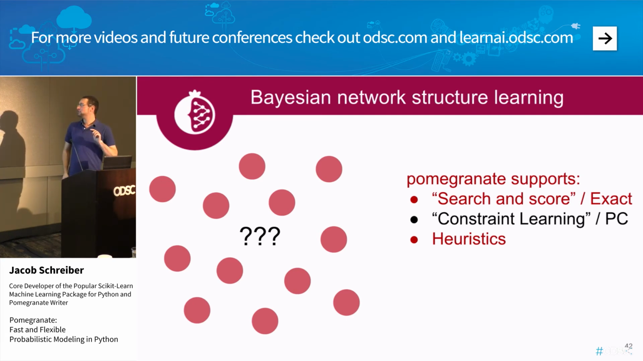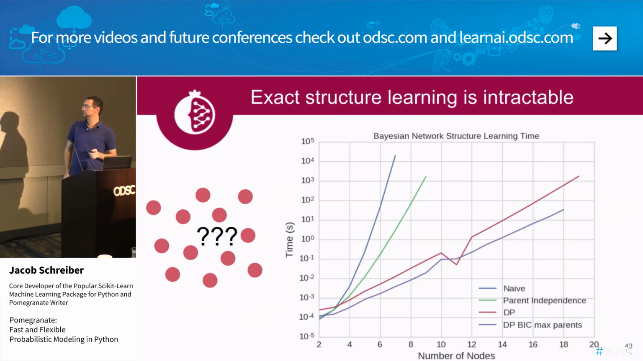So Pomegranate currently supports search and score methods for exact learning and some heuristic methods. There are 4 methods that it supports. There's the exact learning method, which, as you might imagine, takes a lot of time.